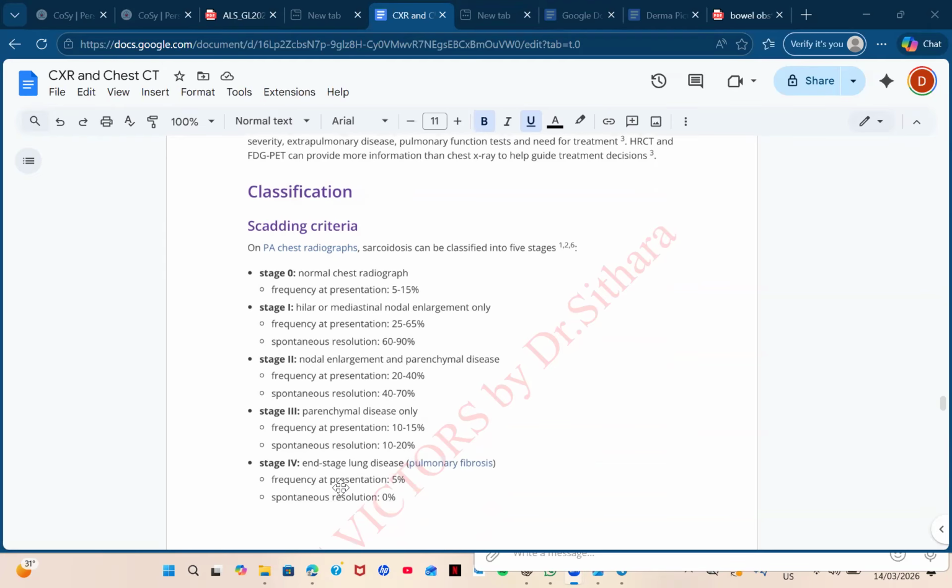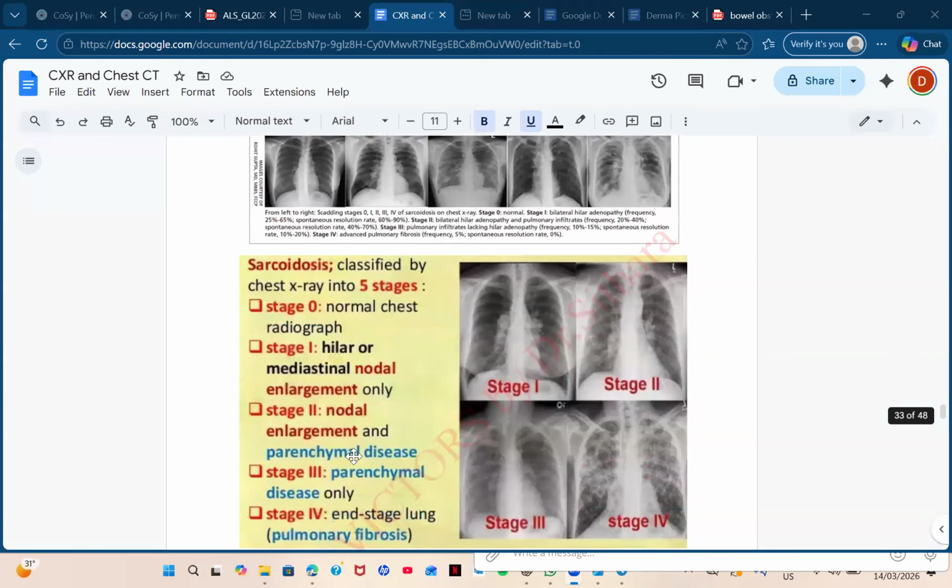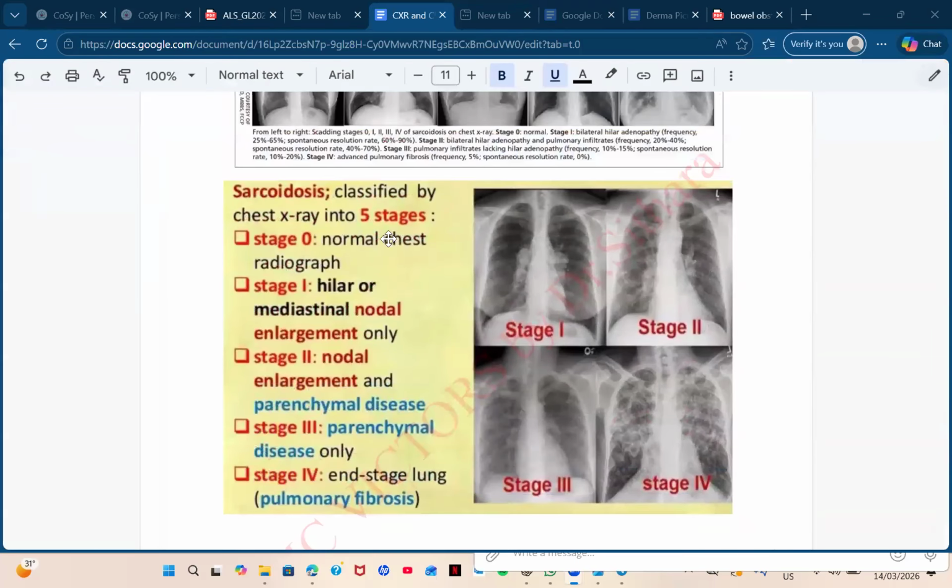Different stages of sarcoidosis. So let's see how it presents. Stage zero means there's no lung problem, right? Stage one, hilar or mediastinal nodal enlargement, you can see here. Bilateral hilar nodal enlargement you can see. Stage two, nodal enlargement and parenchymal disease you can see here.